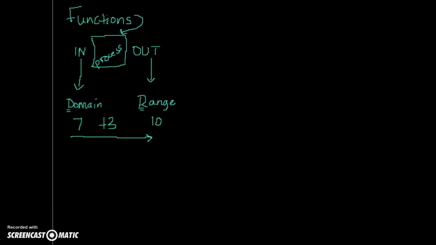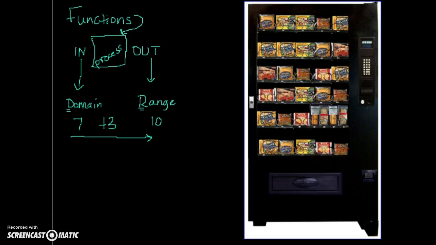Now functions can be very easily related to vending machines. I've got a picture of a vending machine here. Let's say this vending machine has all the money it needs, so you don't have to put any money in. Instead, we're going to focus on the input being these buttons over here, the keypad, and the output being all of the food options that will come out of the vending machine.